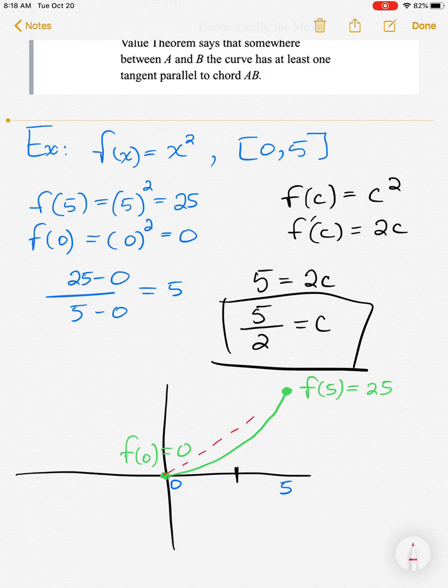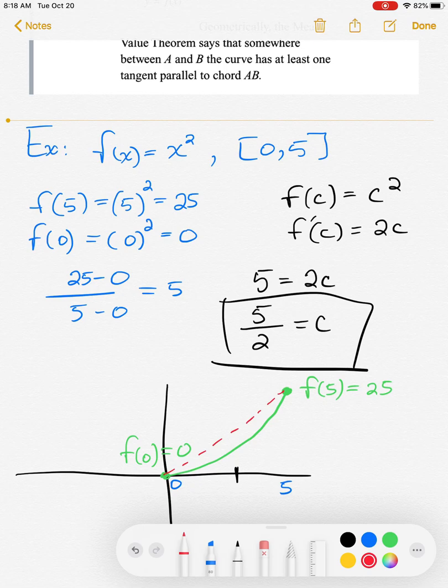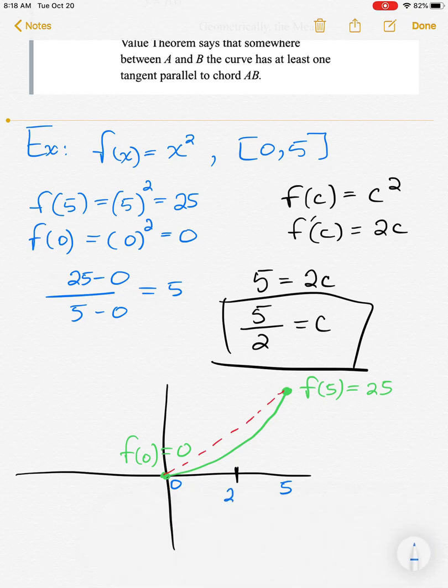So we have this chord. That's supposed to be a straight line, don't judge me. The c that produces this is 2.5, and it would be right about there. So if we were to draw the tangent line, it will look something like that. Mean value theorem in a nutshell. You're welcome.